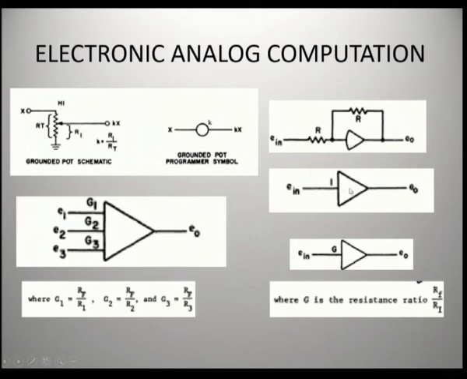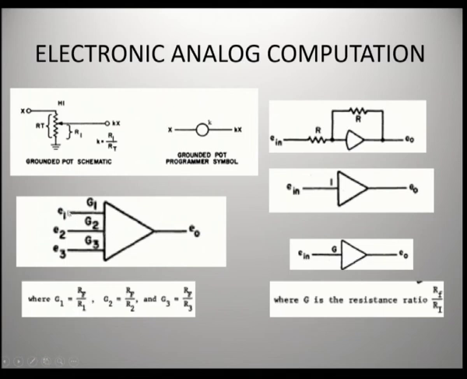1, and it is symbolically represented as 1 here, simply a triangle to which input is given and output is taken. And if instead of 1, you put G, then there is a difference between the values of the feedback resistor and the input resistor, and here G is the resistance ratio RF by R1. So, there is a difference in the values of the resistance here.